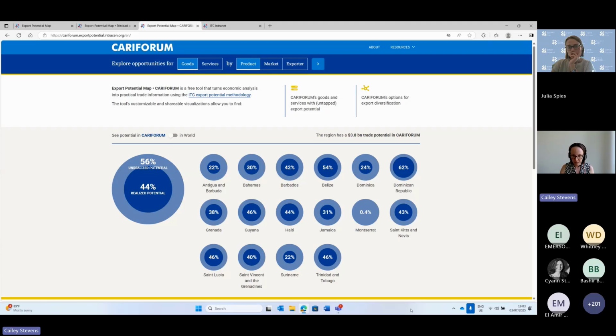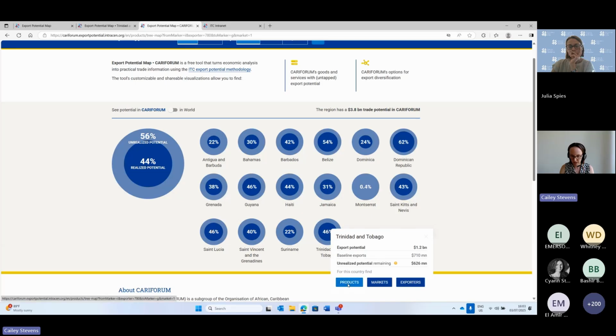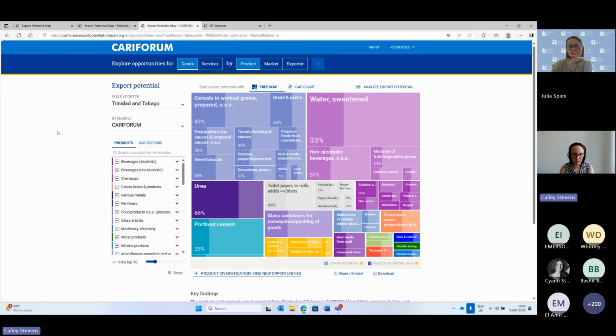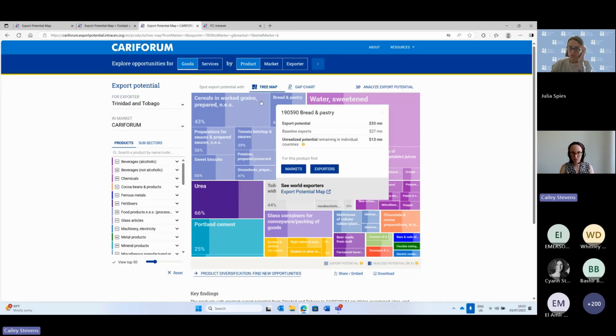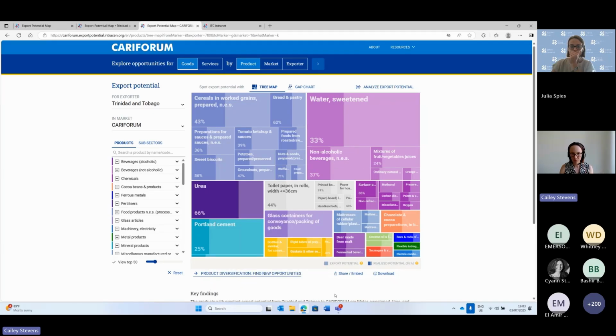So for example, you can see that Trinidad and Tobago have already realized 46% of their potential in CARIFORUM, but they have unrealized potential remaining. So we should be able to, for example, select products, and now we can see the products for Trinidad and Tobago that have the most unrealized potential in the CARIFORUM market.